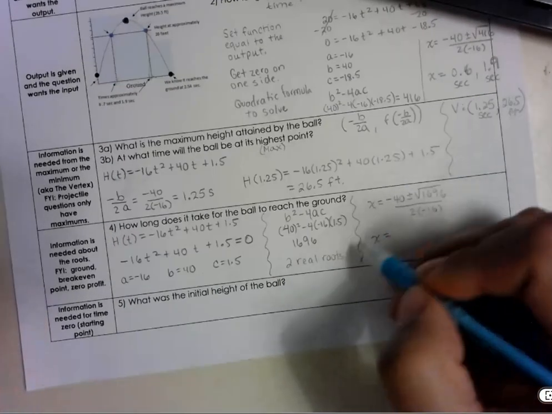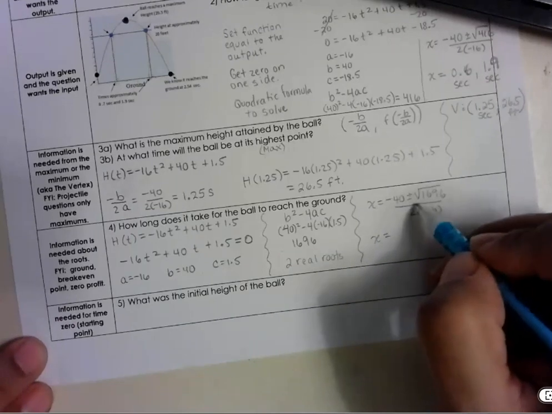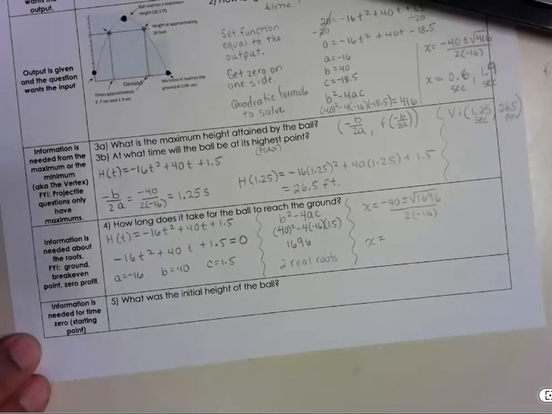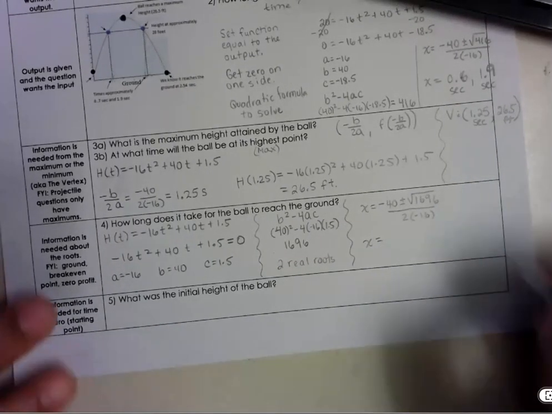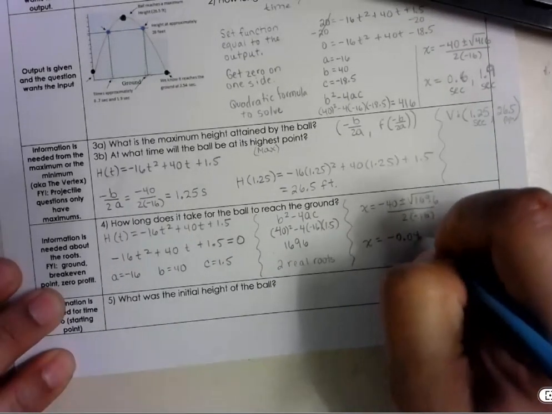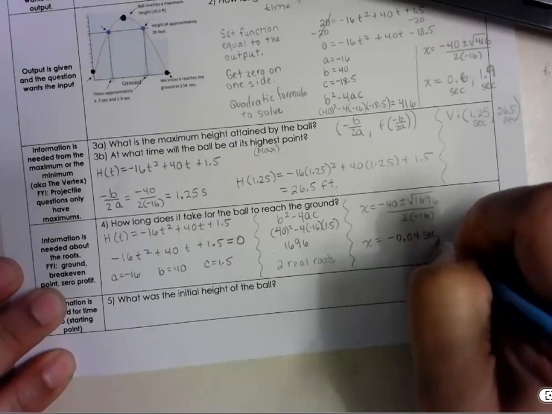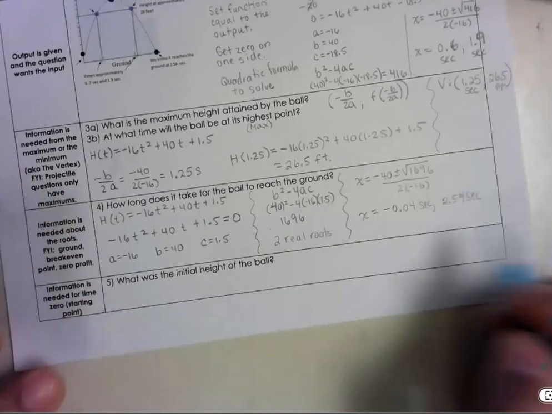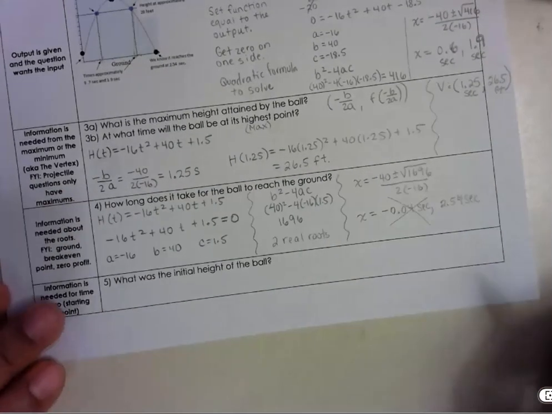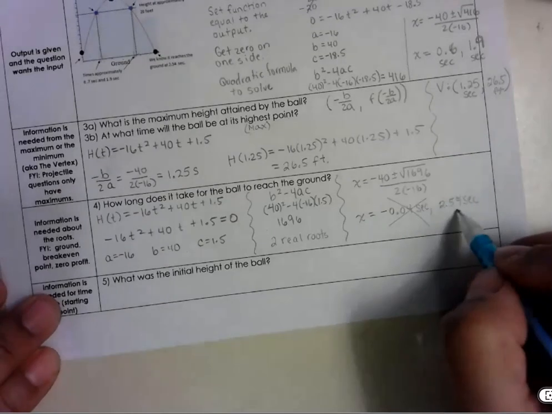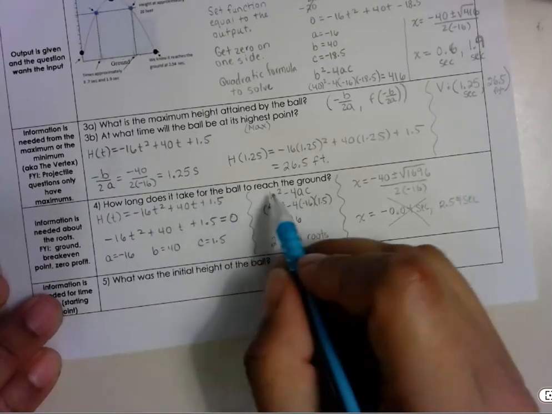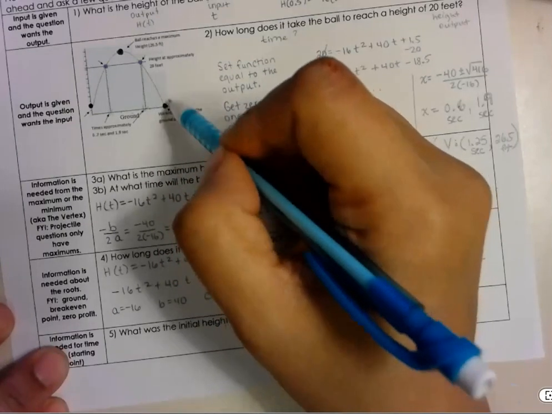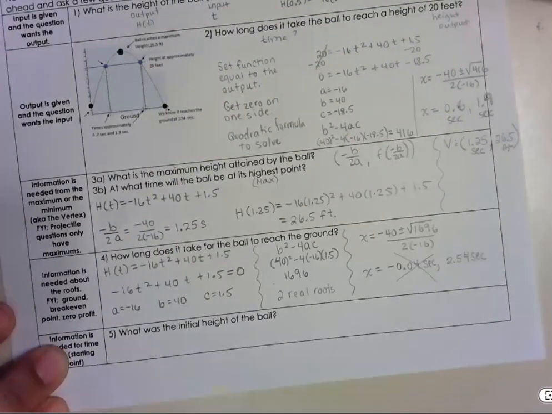I plug into the quadratic formula, negative b plus or minus the square root of the discriminant over 2a. And when I use the calculator, I find that I get negative 0.04 seconds and 2.54 seconds. Alright, so negative time is invalid, so that doesn't make any sense. So 2.54 seconds is how long it'll take for the ball to reach the ground. So the ball's going to rise, come down, and at 2.54 seconds it's going to reach the ground. It'll be at a height of 0.